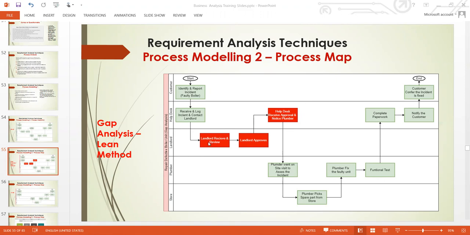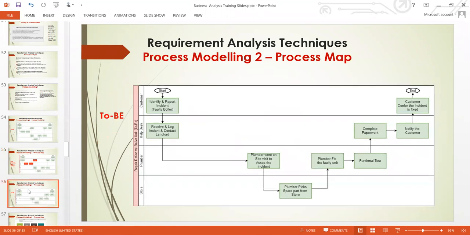So that's why you highlighted the problems here. You feel that this is a waste of time. And you feel that all these processes that are not adding value within this process flow need to be removed in order to save time. And that's what we are doing. And now, after removing the unwanted processes, that brings us to the desired process, or the target process, or to-be.